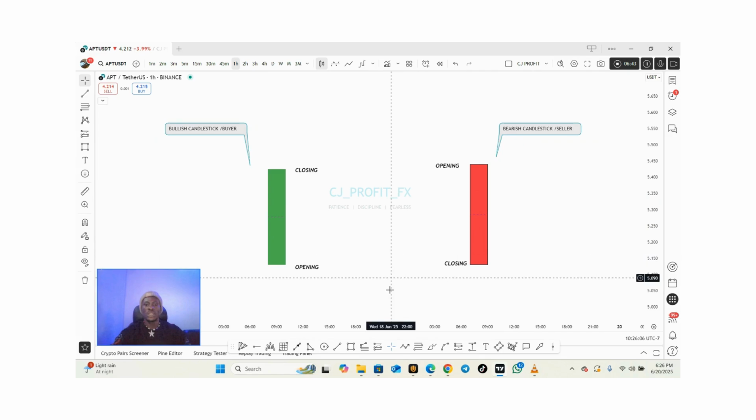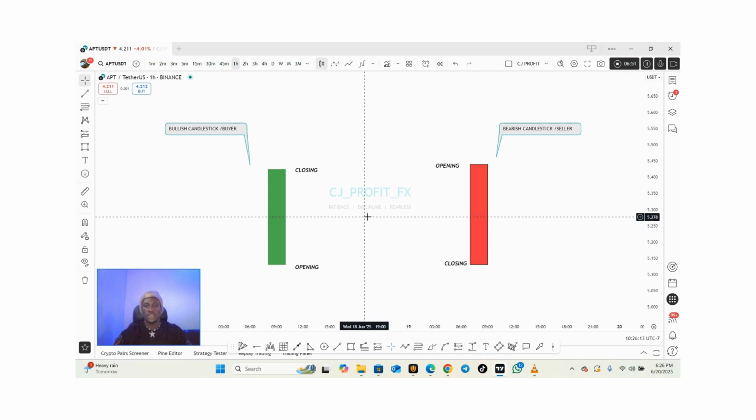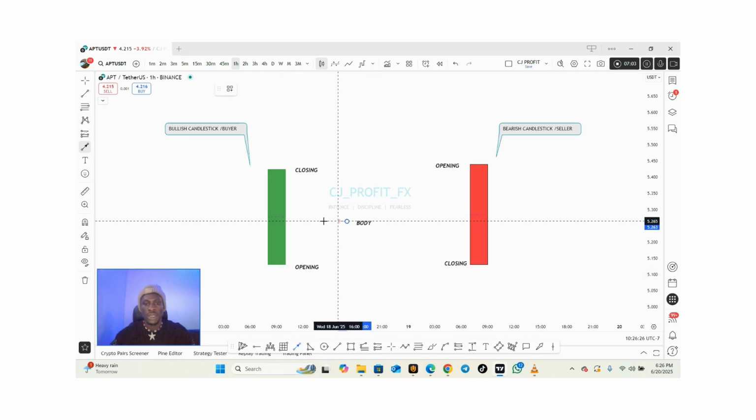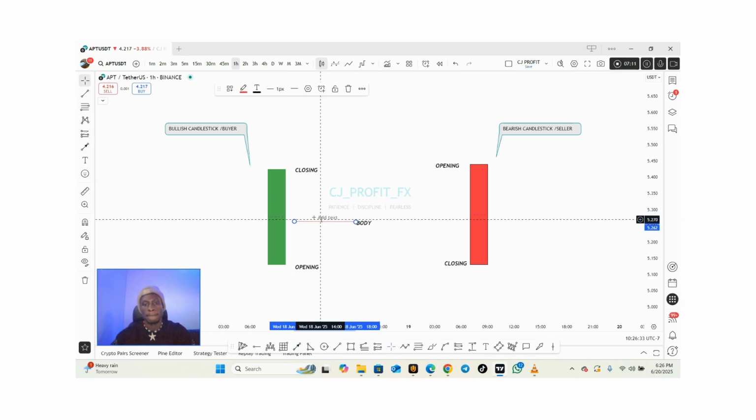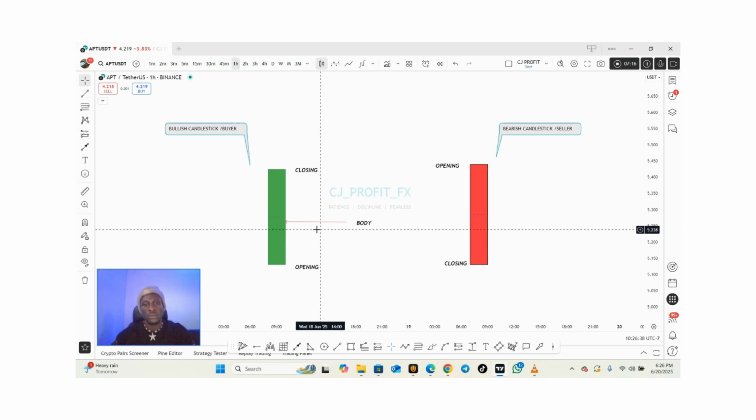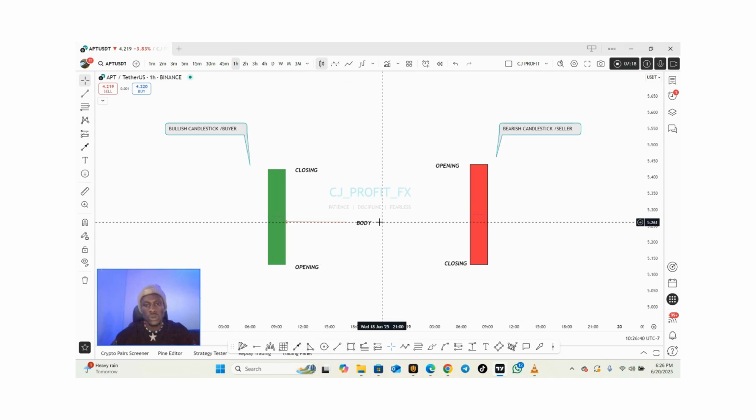So if I'm to label this, I will call them the candlesticks, and also these are the bodies. These are the body of the candlestick. Now this is the body of the candlestick. I consider the body. This is the body of the candlestick. And this is the body too.